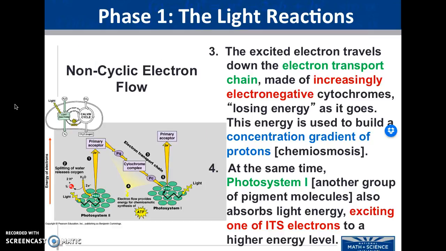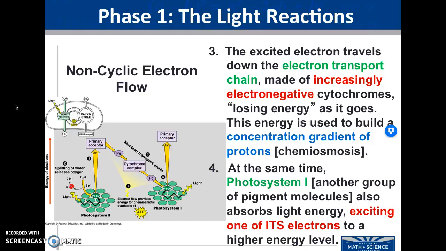So the excited electron travels down something called the electron transport chain, made of increasingly electronegative cytochromes, basically losing energy as it goes. This energy is used to build a concentration gradient of protons. The process is called chemiosmosis. At the same time, photosystem 1, which is the other group of pigment, is also absorbing light, and it's exciting one of its electrons to a higher energy level, so therefore it loses an electron.